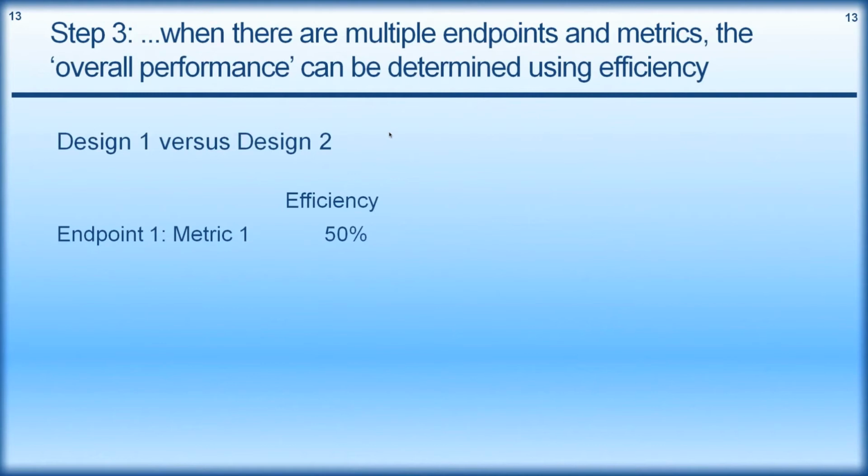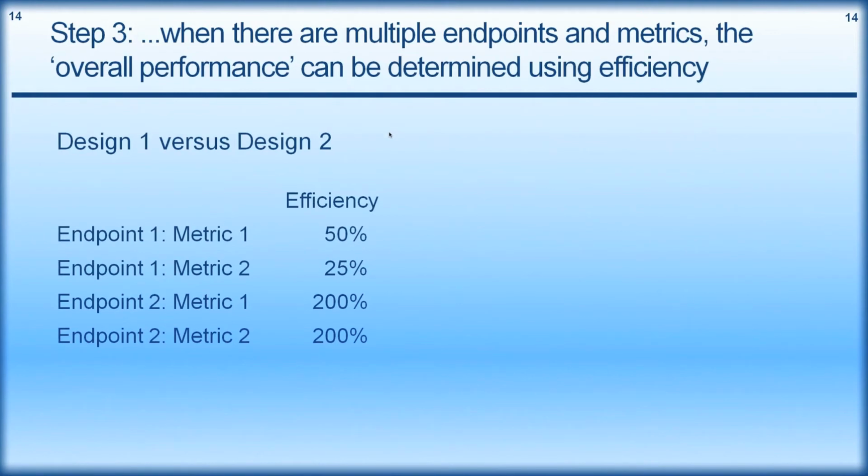When there are multiple endpoints and metrics, the overall performance can be determined using efficiency. So in the previous example, we compared design 1 versus design 2, and we said that the efficiency was 50% on that metric. Perhaps if we had a second metric based on that endpoint, the efficiency may only be 25%. Similarly for endpoint 2, we have metric 1 and metric 2, and we see here that design 1 is actually doing better versus design 2.